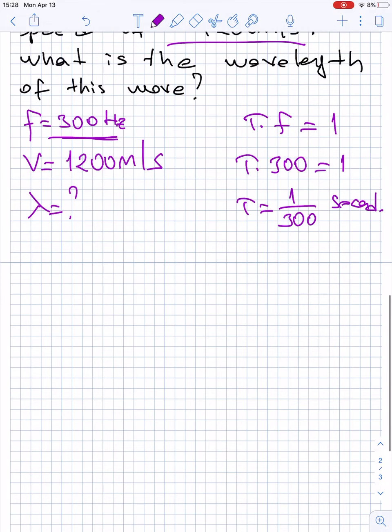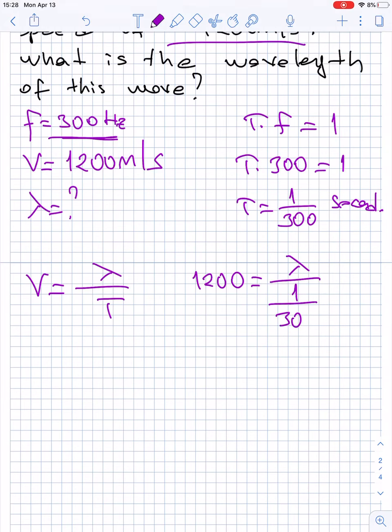Then continue. If I use the speed formula, speed is equal to wavelength over period. Speed is 1200, wavelength we don't know, and period we found is 1 over 300. And 20 and 20 simplified. After mathematical calculation, my result: wavelength is equal to 4 meters.